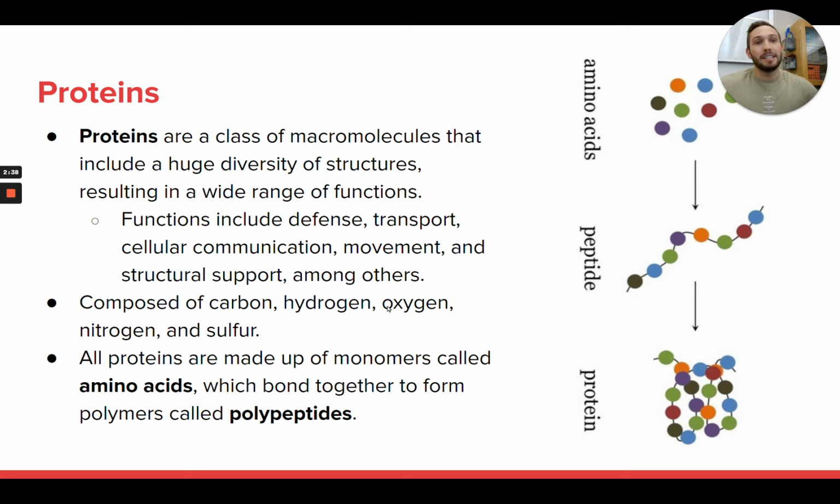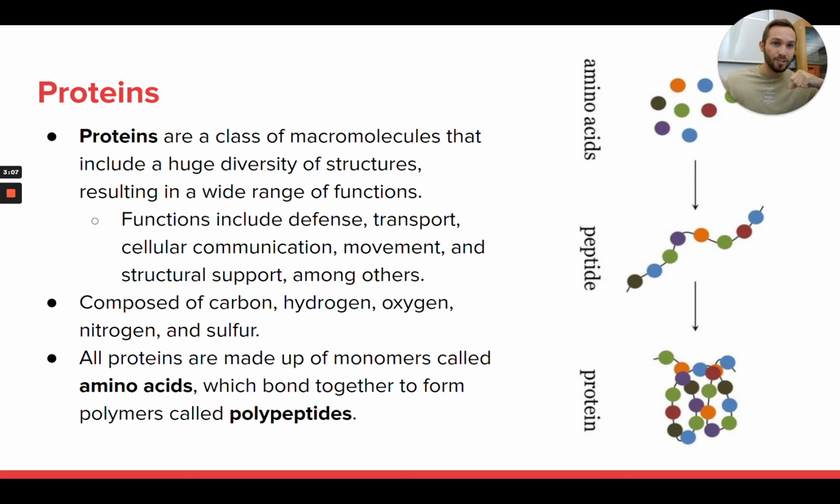So let's get into the structure of proteins then. Like I said, these are polymers, meaning that they're made up of repeating subunits. The repeating subunits that make up proteins are called amino acids. Those amino acids, which are the monomer, are going to bond to each other over and over and over again to build a polymer. We call that polymer a polypeptide. So polypeptide is the name of the polymer for proteins, and amino acids are the monomers.